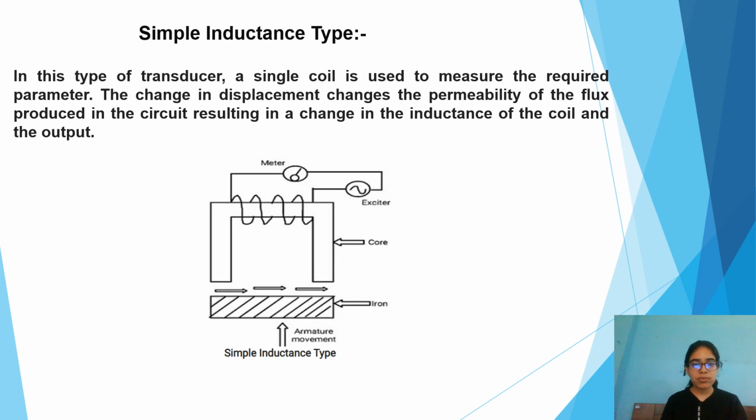In the simple inductive type transducer, a single coil is used to measure the required parameter. The change in displacement changes the permeability of the flux produced in the circuit, resulting in a change in inductance of the coil and the output. The output can be calibrated in terms of the quantity to be measured, and this is the circuit for a simple inductive type.